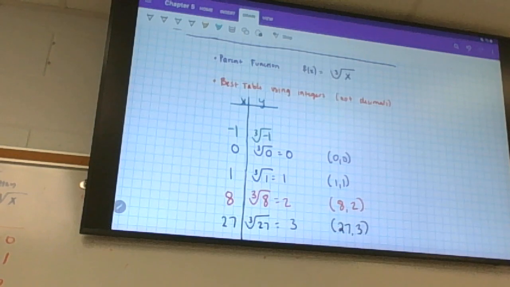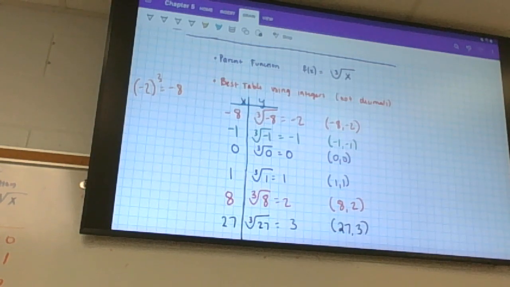The cube root of -1 is -1. What's another negative we could do? -8. The cube root of -8 is -2. Do you know what I'm talking about right now? -2 to the third power is -8, because 4 times 2 is 8. So this is our -8, -2, and -1. This is our table for our cube root function. It's way different than the square root function.